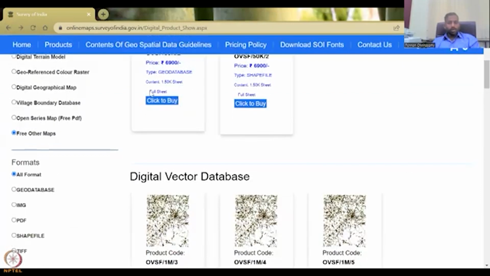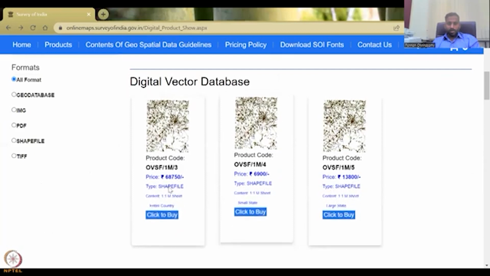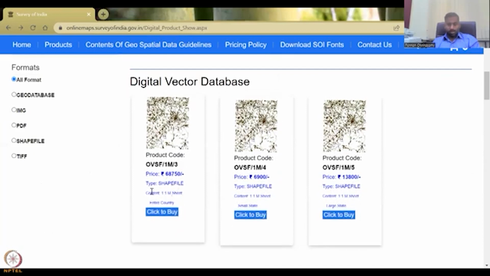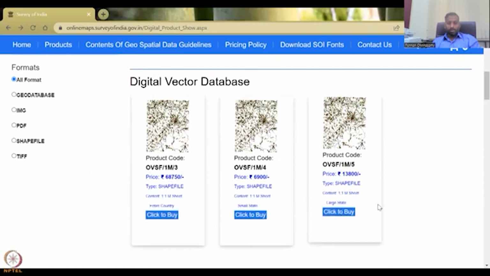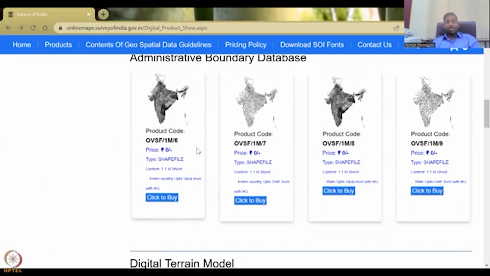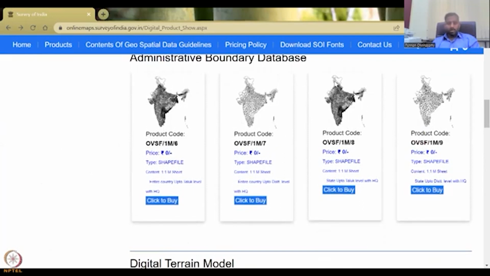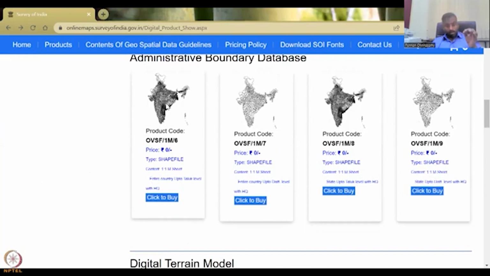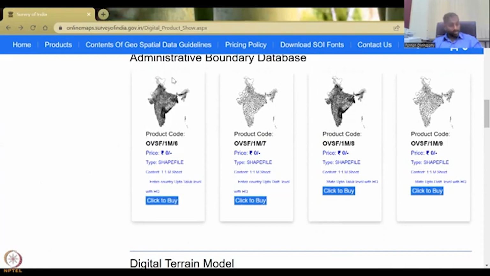So you come down, there's digital vector database, 68,000. Okay, so you read it right, it's 68,000. And the size is also there, 1:1 million sheet. And then you have the administrative databases. These are free, and I highly recommend you to use it. So what is this? This is the entire country taluka boundary with the names. Look at the boundaries. This is the boundary that you'll have to use.